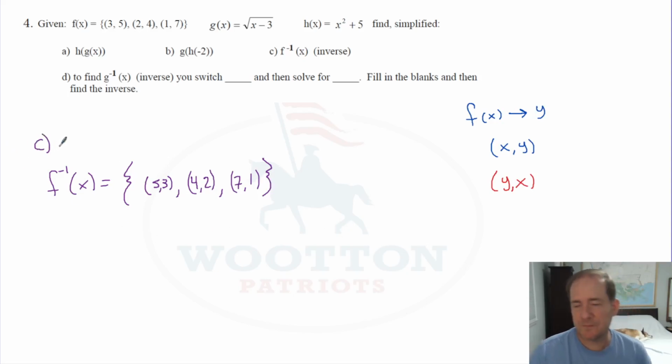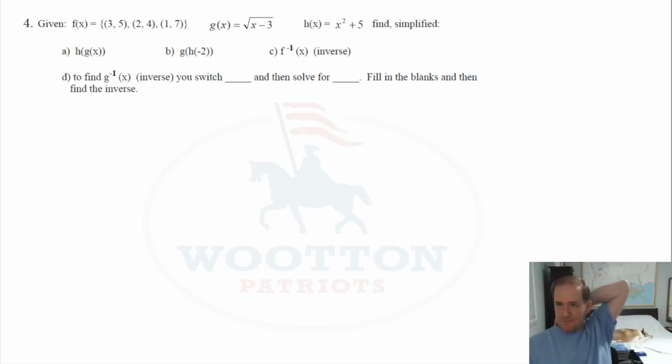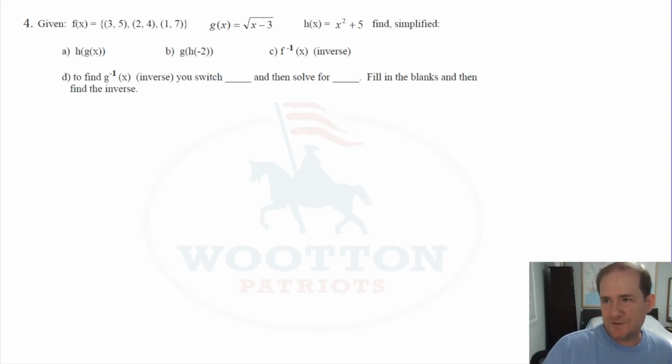Piece of cake. Okay, and lastly, in part D, it says to find the inverse of function g. Now, like a real function, how would you find the inverse? You switch x and y, and then solve for y. Fill in the blanks, and then actually do it. So they want us to actually do it.